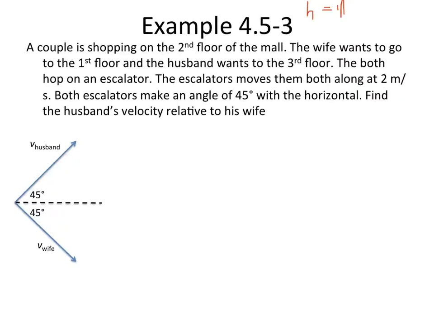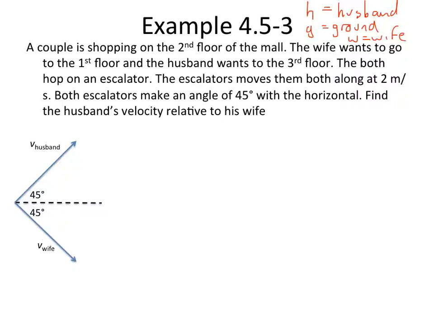H is for husband, sorry, G is for ground, or the floor, or anything else that is not moving. And W is for wife. Okay, and so this is going to be important because these are our 3 different frames of reference.